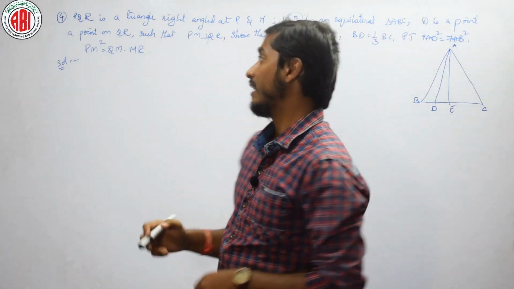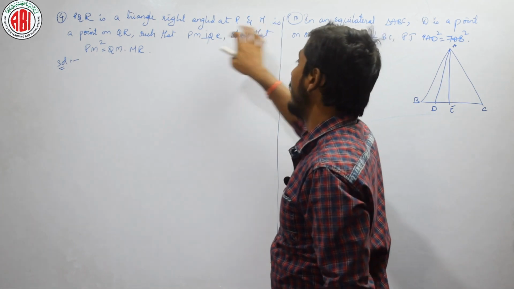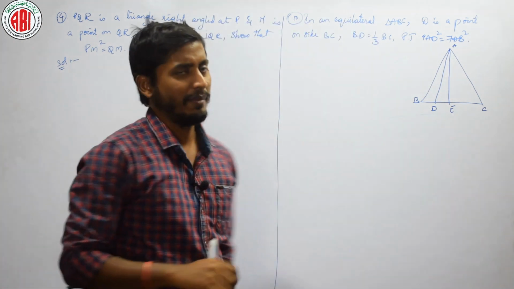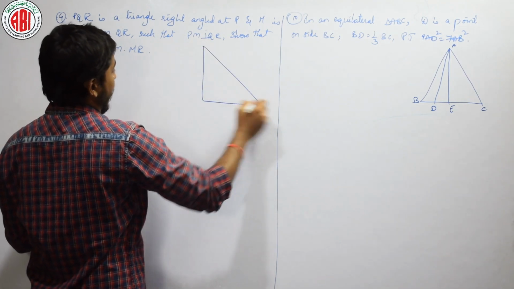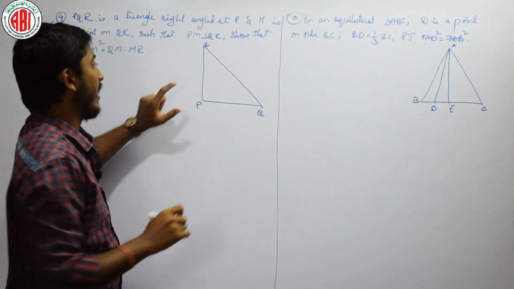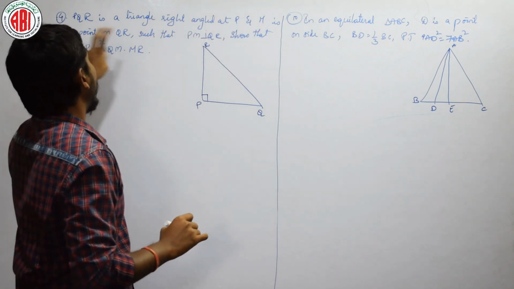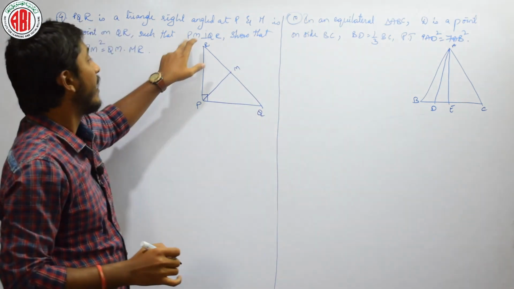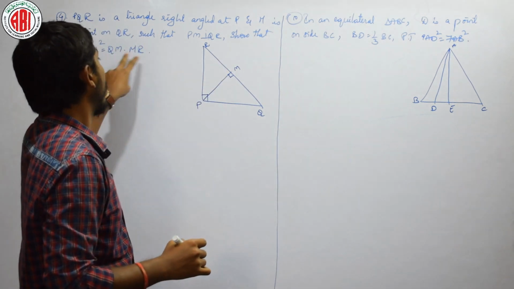See here, the next question given here: PQR is a triangle right angled at P, and M is a point on QR such that PM is perpendicular to QR, show that PM square is equal to QM into MR. He is telling that PQR is a right angle triangle which is right angled at P. If I draw a triangle like this, it is right angled at P, and M is a point on QR such that PM is always perpendicular to QR. Then he is asking us to show that PM square equal to QM into MR.